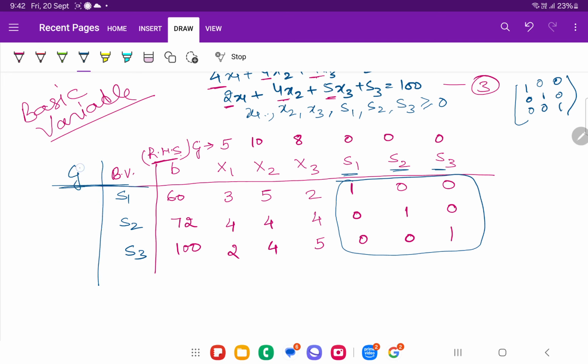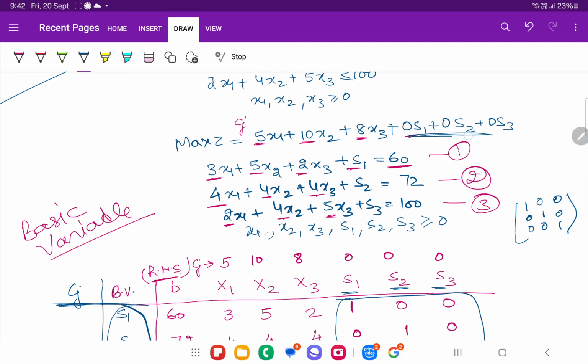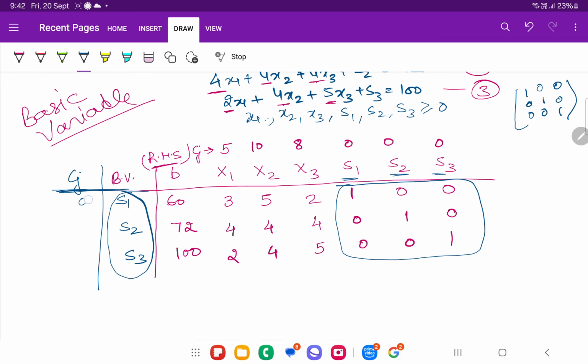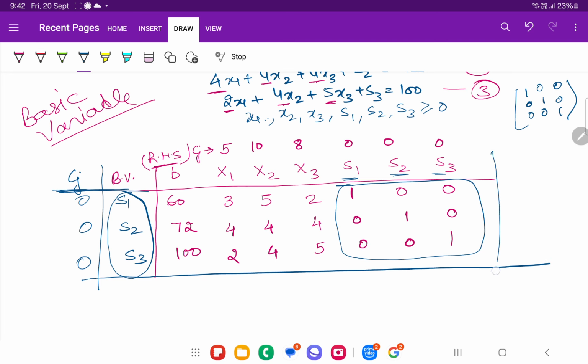And over here, this is the last column, that is Cj. Now this Cj will be the coefficients of these variables in the objective function. What is the coefficient of S1, S2, S3 in the objective function? It is 0, 0 and 0, right? So this is the completion of your table entry.